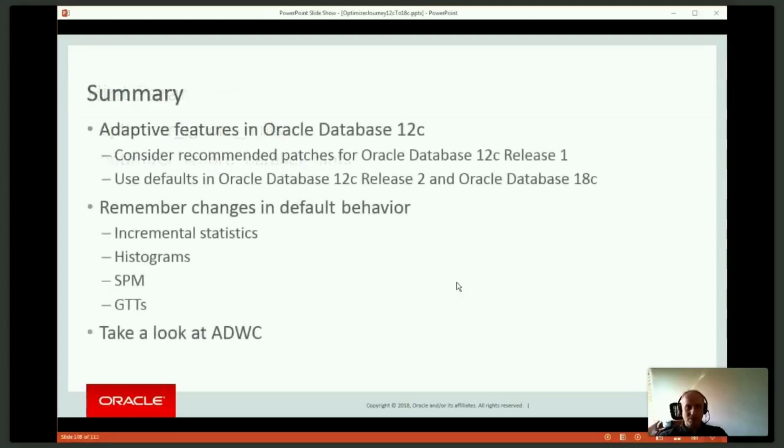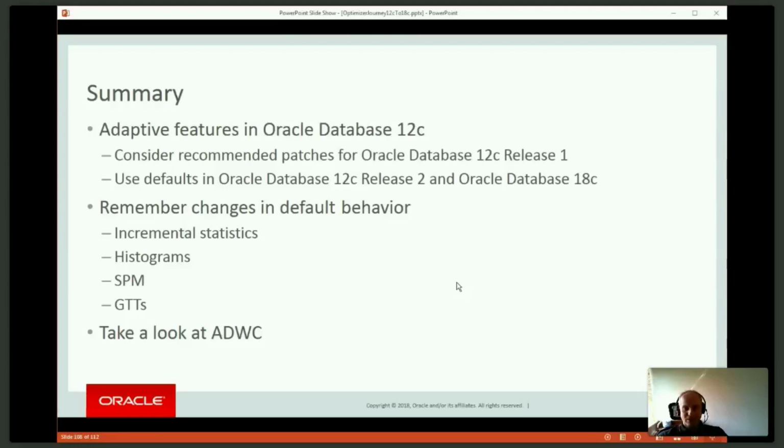So just to summarize what I've talked about, this is the last slide more or less. Adaptive features in 12C. If you're using 12C release 1, look at the recommended patches that have come in the latest bundle patch. Use the defaults in 12C release 2 and Oracle Database 18C. And remember the changes in default behavior if you're coming from a release prior to 12C. Things like incremental stats, the histogram changes, SQL plan management, global temporary tables, those sorts of changes bear in mind. And yep, take a look at ADWC.